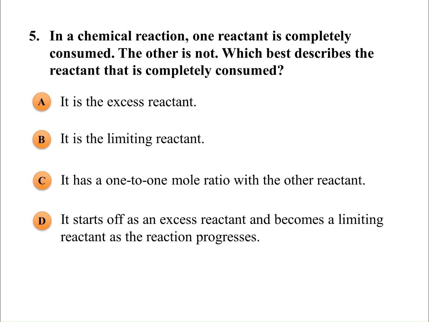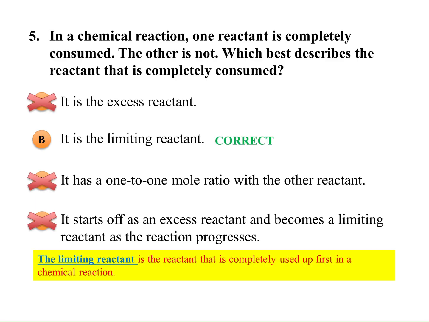In a chemical reaction, one reactant is completely consumed, the other is not. Which best describes the reactant that is completely consumed? The correct answer is B. It's the limiting reactant, which is completely used up first in the reaction.